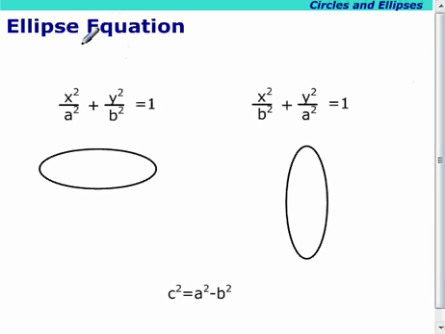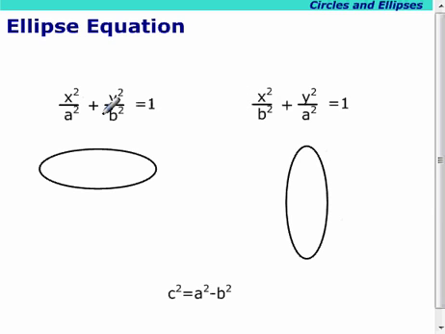So here are the two general equations for an ellipse. This first one, notice x squared, y squared. Then I have a squared under the x squared and b squared under the y squared. And that ellipse looks like it's laying down. Then, if I look over here, the only difference between these two is that a squared is under the y squared this time. And if I have a squared under the y squared, then I have an ellipse standing on end.